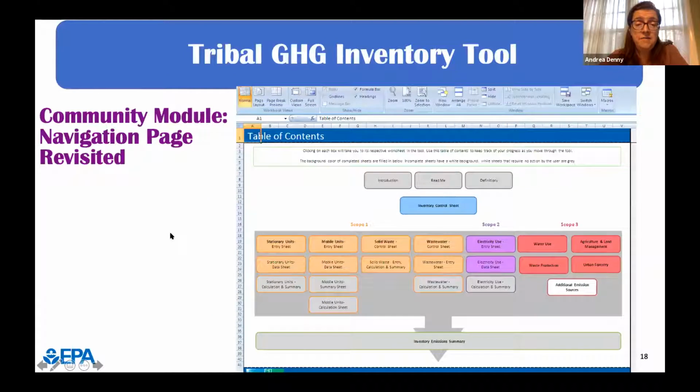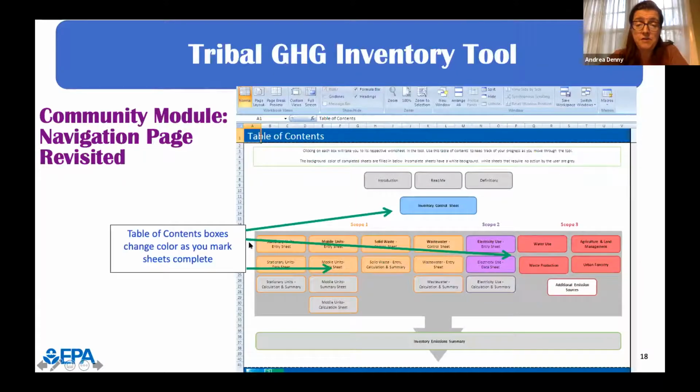And then if you now go back after you fill out some of these sheets, if you go back to the table of contents page, you can see that these boxes have changed color. When I first showed this to you, the inventory control sheet was white. These other boxes had colored outlines, but they were not shaded in. Now I've gone through the whole inventory, I've clicked on the little buttons and they filled in to show that I have completed all of those boxes.